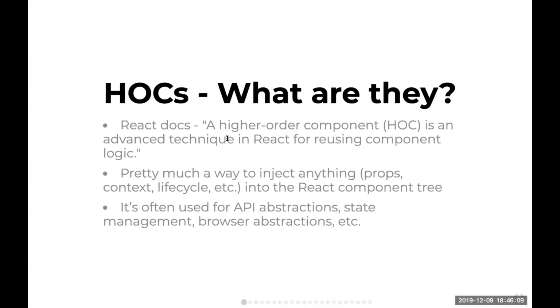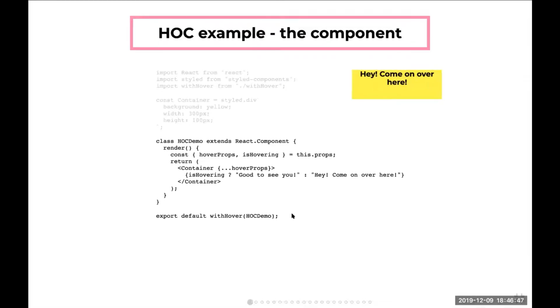According to the React docs, they were an advanced technique in React for reusing component logic. So this was pretty much a way to inject anything, props, context, lifecycle, etc., into the React component tree. It's often used for API abstractions, state management, browser abstractions, and so on. We'll talk about this a little bit later as far as what purpose a lot of these things serve, but it's basically a React-specific construct that allows us to hook into React features like I said, state management, API, and side effects, and so on. So here's an example of that.